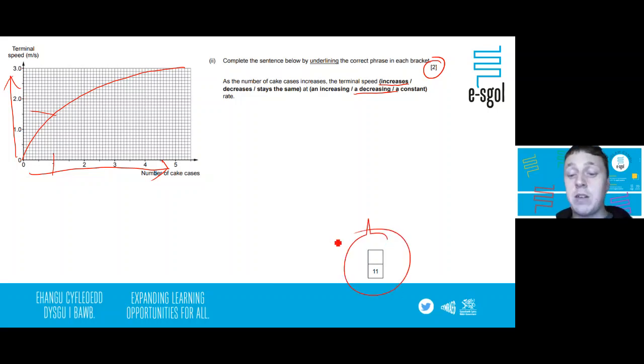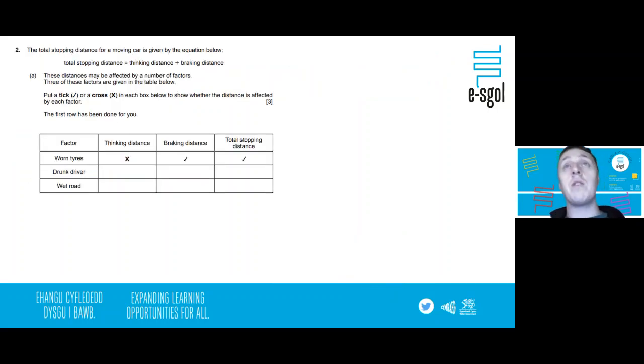So 11 marks should hopefully have only taken us 11 minutes, possibly 12. That way then we feel confident that we have paced ourselves correctly.